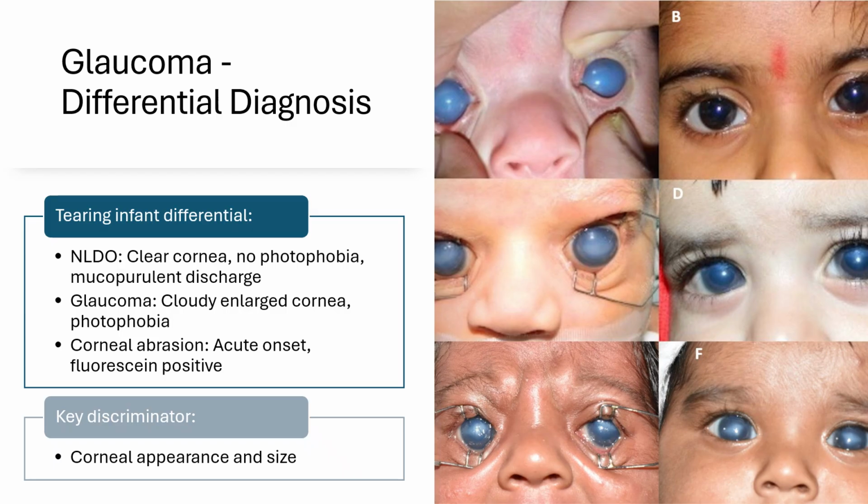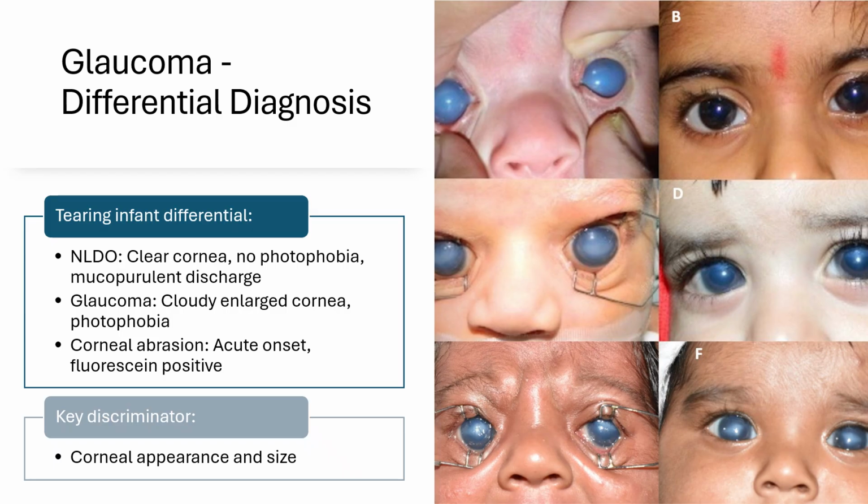Gentle pressure over the lacrimal sac produces reflux of mucopurulent material. The infant remains comfortable in bright light, feeding normally without distress. Congenital glaucoma presents with cloudy, enlarged corneas exceeding 12 millimeters. The photophobia is striking. Infants actively avoid light and show clear discomfort in bright environments. The tearing occurs constantly, not just with crying. No discharge accumulates because the problem involves pressure, not obstruction.